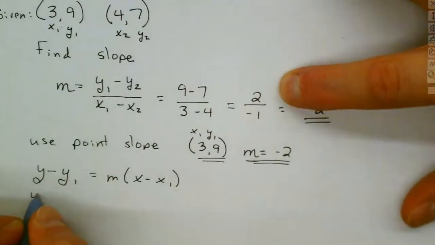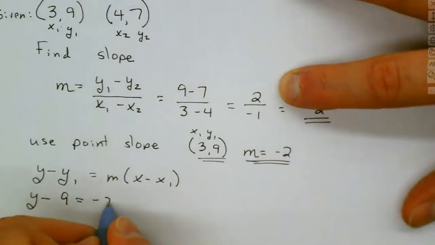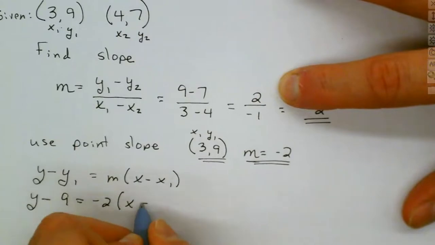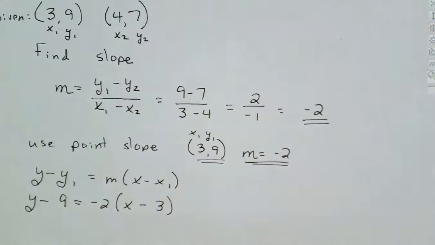And that's going to be y minus 9 equals a minus 2 times x minus 3. Distribute it through.